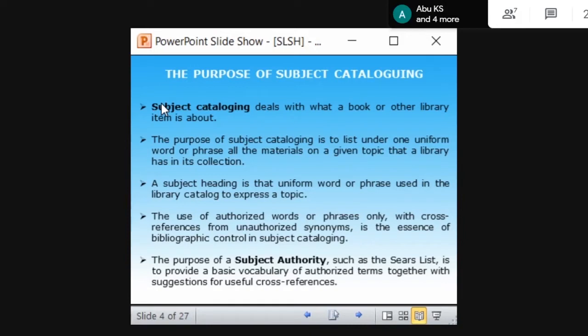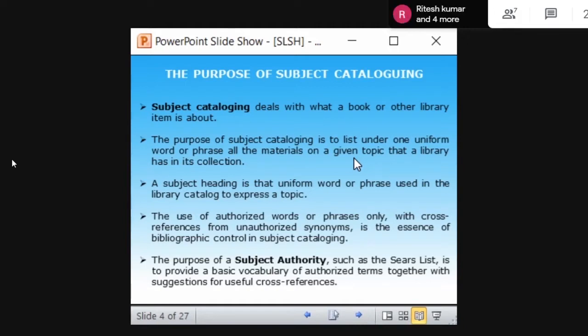So this is the purpose of subject cataloging, right? The purpose is to list under one heading, only under one word or one phrase. It should be a uniform word or phrase used in the library catalog to express a topic. So if you put colon classification under animal classification, it will be wrong, right? So you have to select a uniform word that represents the subject in the library catalog, to express a topic.